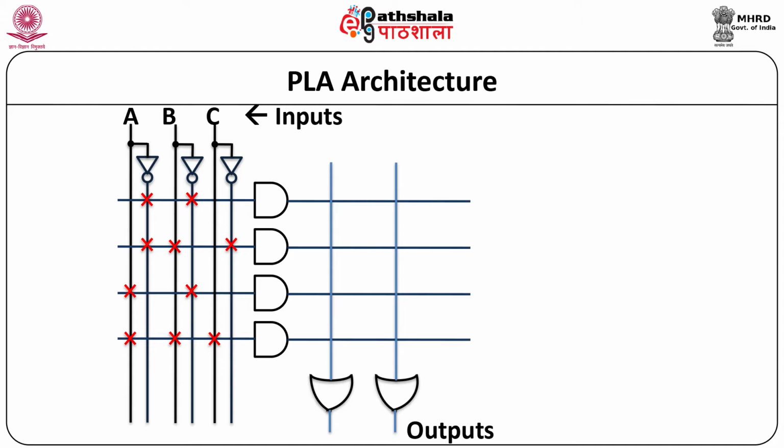For example, the first AND gate produces the logical ANDing of the first two complemented inputs, A bar B bar, whereas the second AND gate provides the term A bar B C bar. The third AND gate generates A B bar and the last AND gate provides ABC as the product term. Further, one can write sum of product terms at the output of each OR gate. Let us consider the first OR gate. There are three inputs.